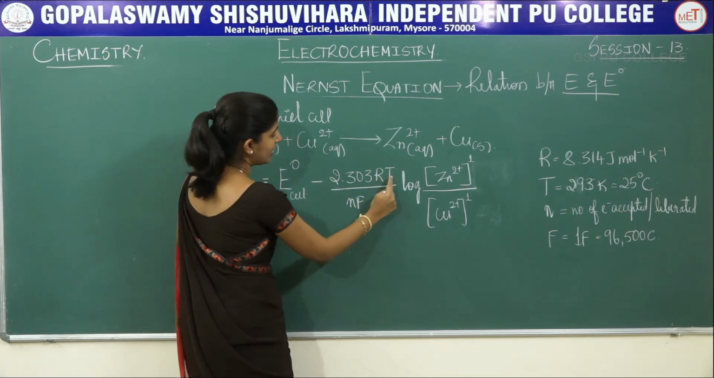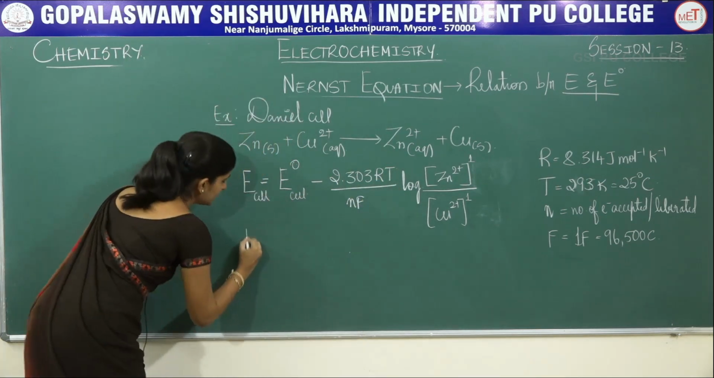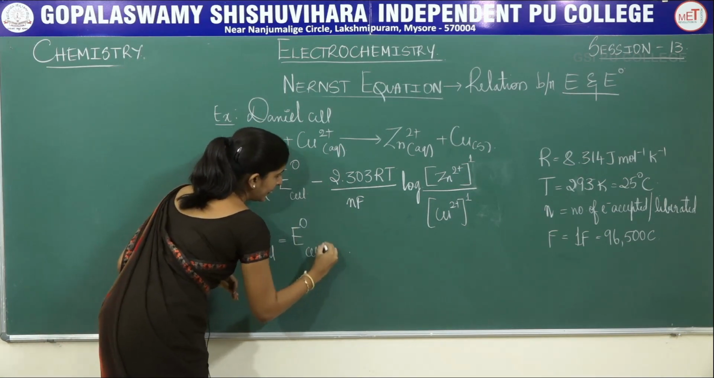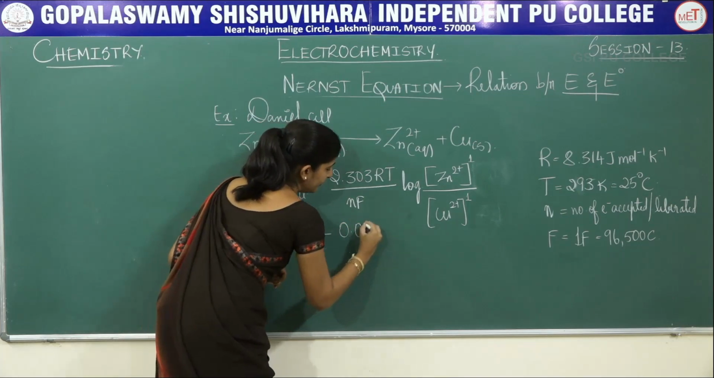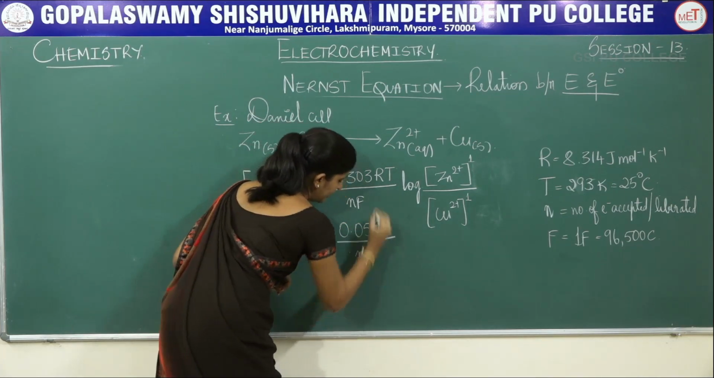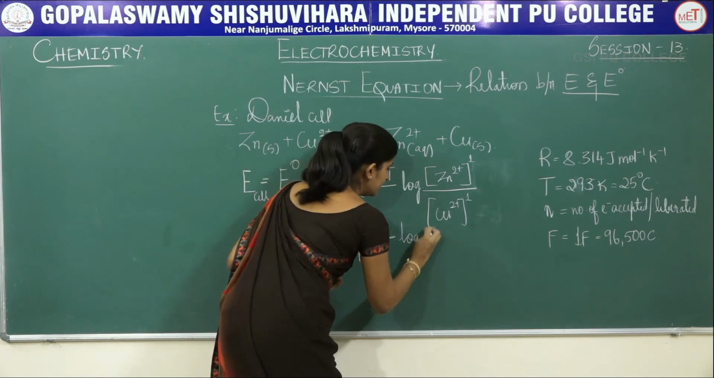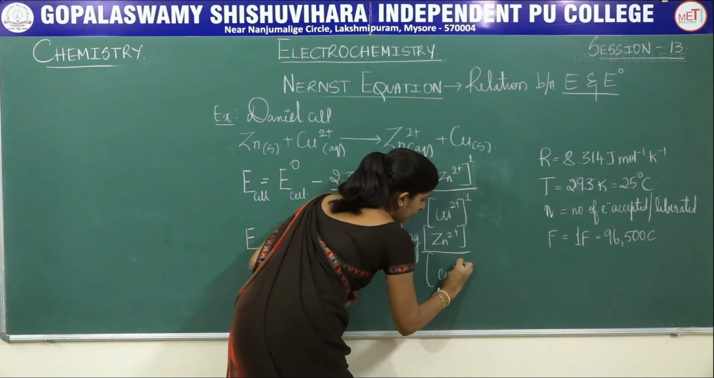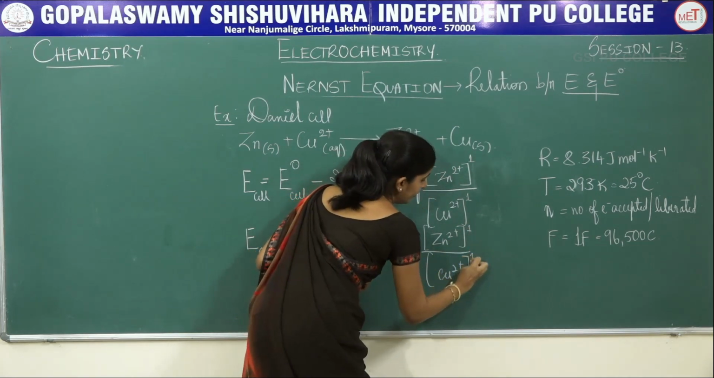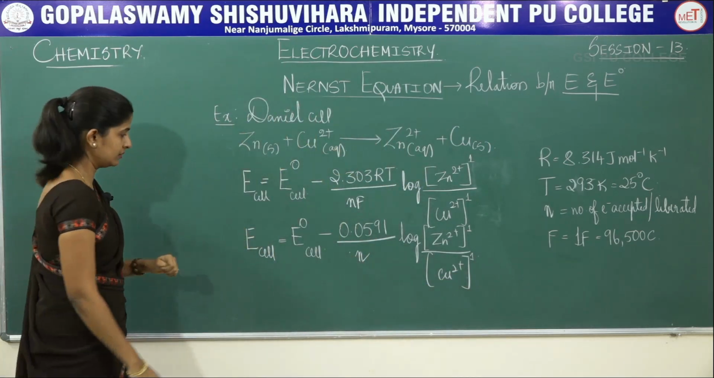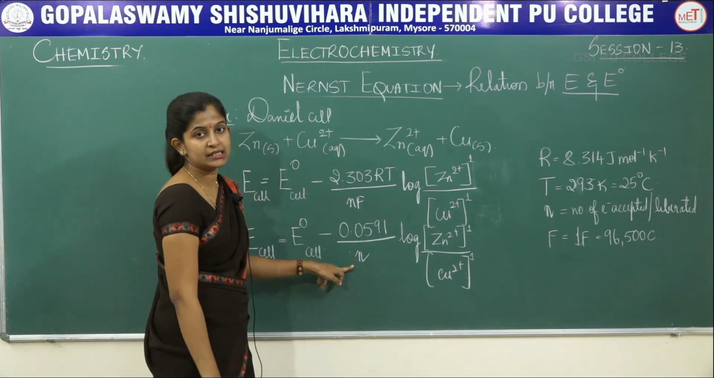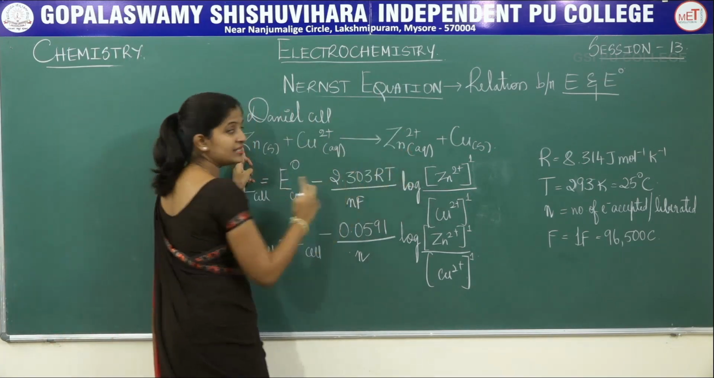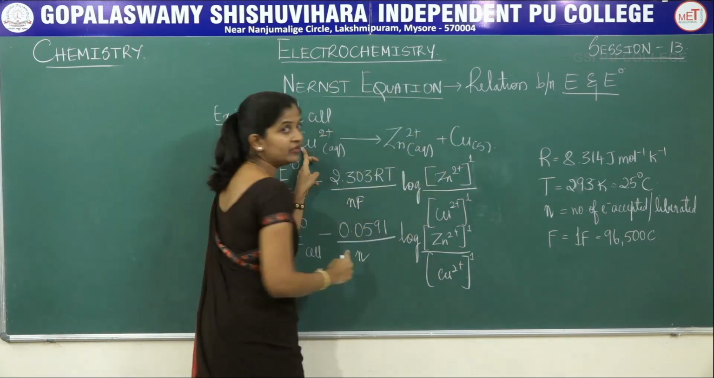If I substitute your R, T and F values, the equation becomes E cell is equal to E naught cell minus 0.0591 divided by N log of concentration of Zn2 plus divided by concentration of Cu2 plus, raised to the power of 1, raised to the power of 1. Remember, in Daniell cell, N is equal to 2. What is N? Number of electrons transferred. You can observe Zn to Zn2 plus gives 2 electrons, copper 2 plus to copper takes 2 electrons.